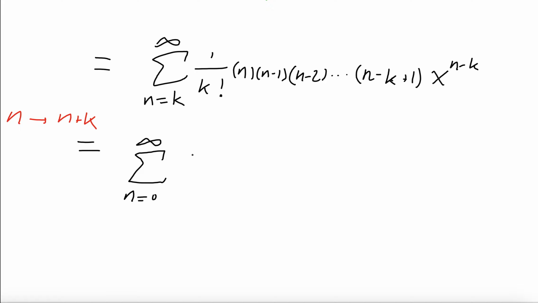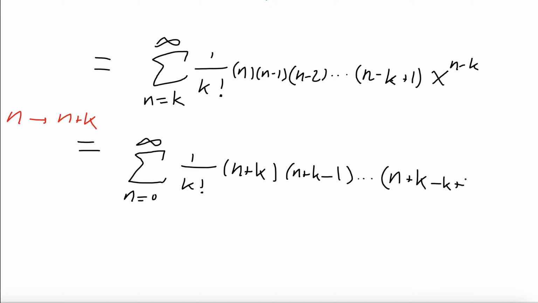So you have 1 over k factorial, which does not change because there's no n there. Then you have n plus k times n plus k minus 1 times n plus k minus 2, all the way down to n plus k minus k plus 1. So n plus k minus k plus 1 is simply going to be equal to n plus 1. So I'm going to write that down.